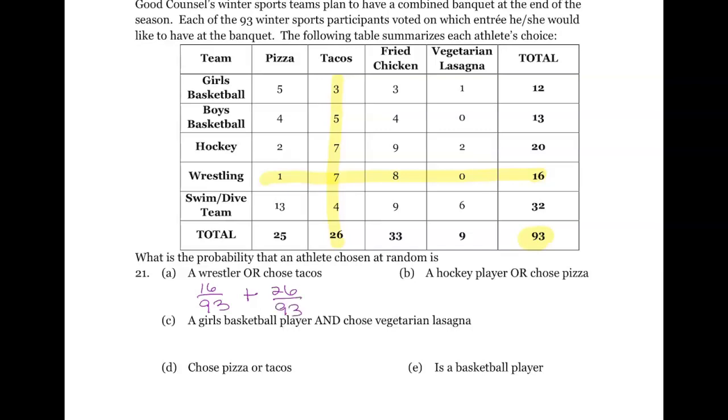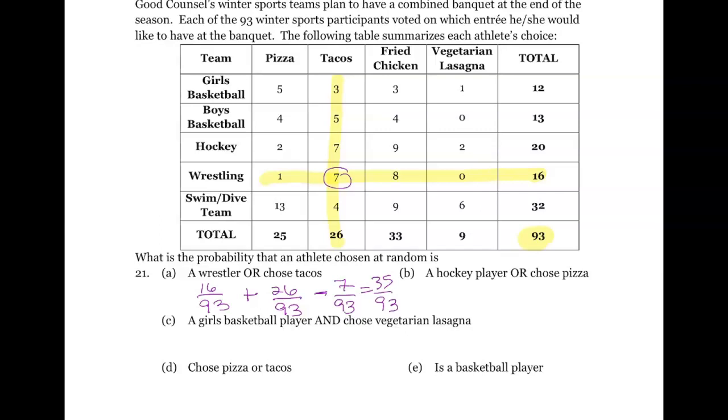But because this is an or problem and we've added, we have to subtract away the wrestler and tacos, which is this right here, which is 7 over 93. So if I do that subtraction, I'm going to get the probability that I desire. And what is that going to be? It should be 35 over 93. 35 over 93. Next one.